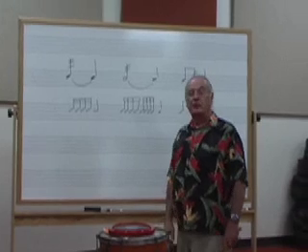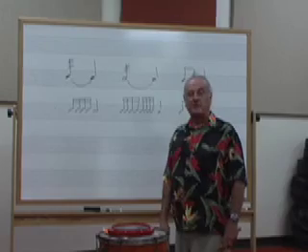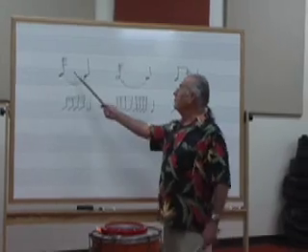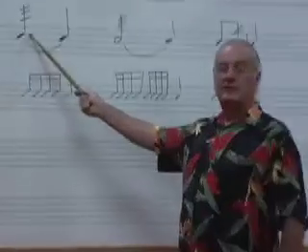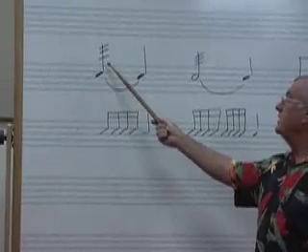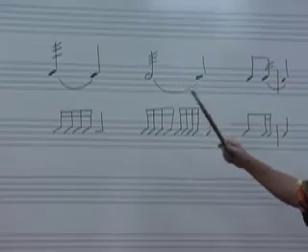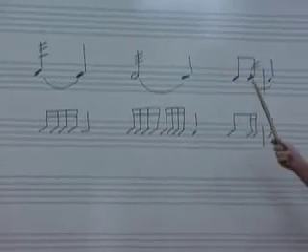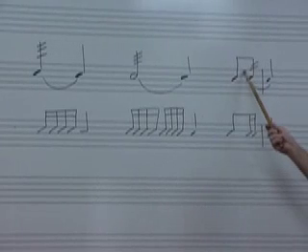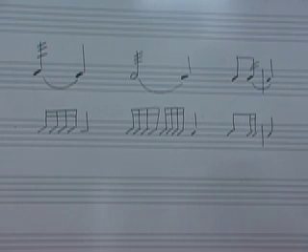I'd like to talk to you about roll notation. And it's very, very simple. We use 3 slashes to indicate rolls. We use 3 slashes to indicate rolls on quarter notes, half notes, and whole notes. Once we get below the quarter note level, we use 2 slashes to equal a roll. And on the 16th note, we use 1 slash.